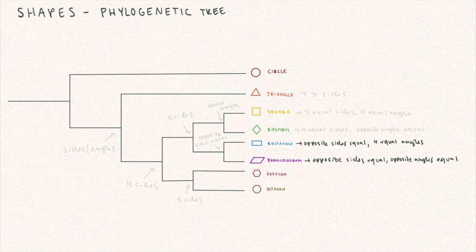The rectangle and parallelogram are in a clade because they have opposite sides which are equal to each other, but not all the sides are the same. Similar to the square and rhombus, their internal angles are different from each other, so they form separate species. The hexagon and octagon are in a group because they both have 6 or more sides, but the hexagon has 6 and the octagon has 8, making them different species.